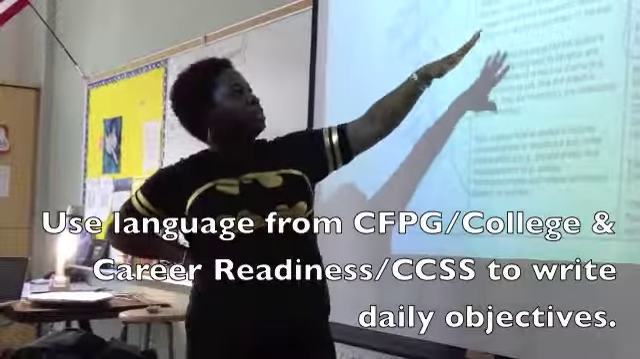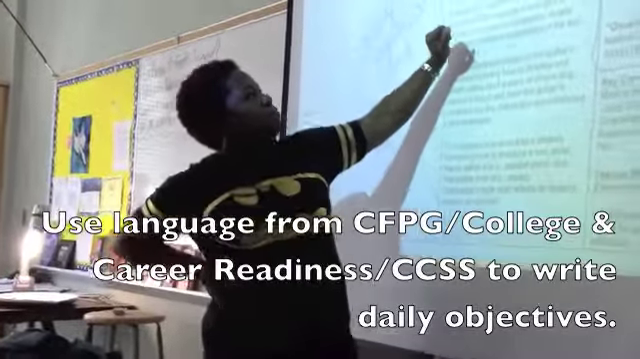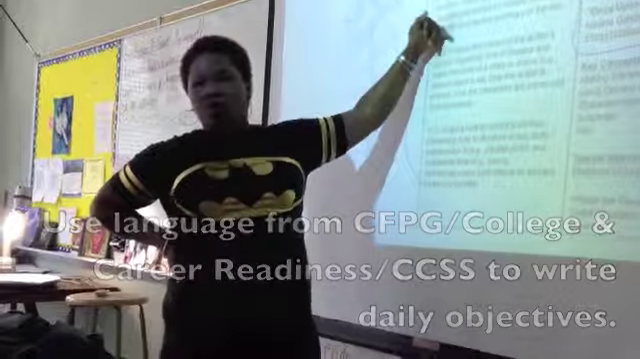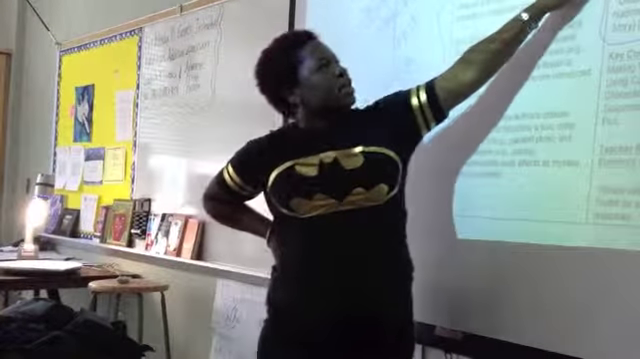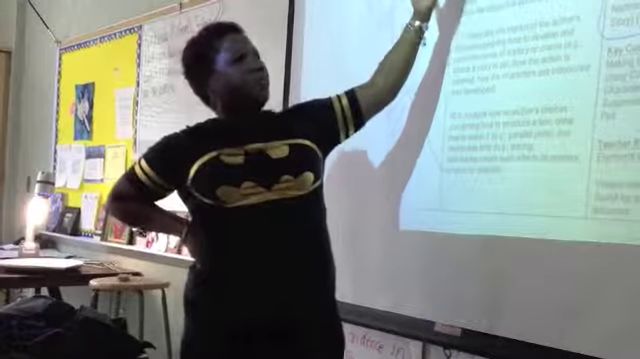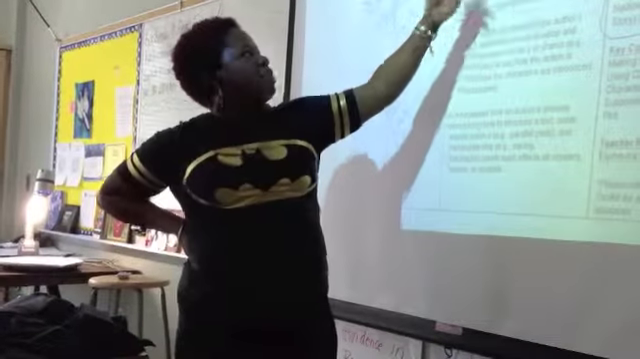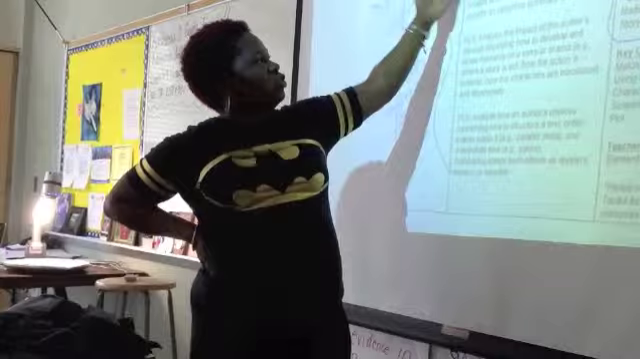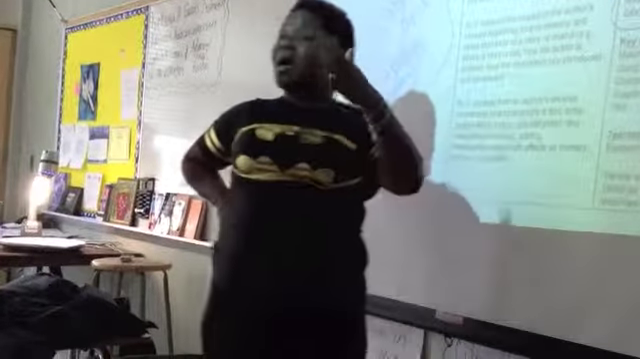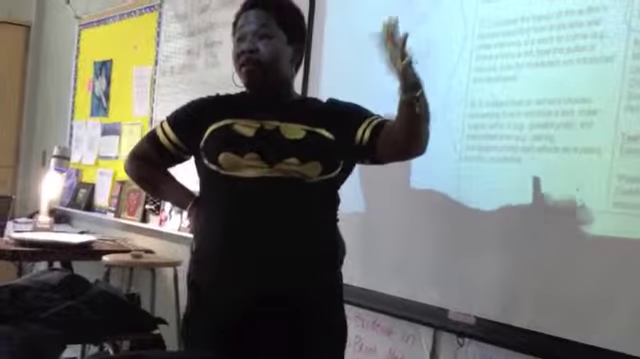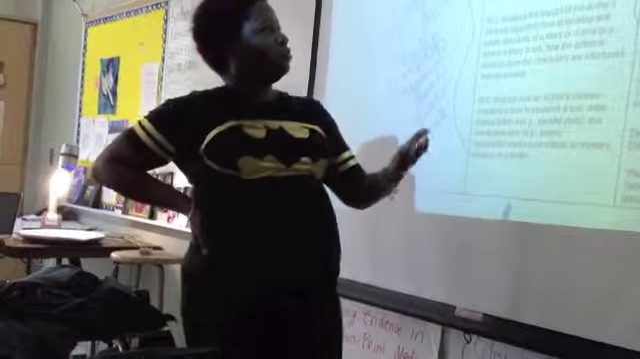State our objectives. This one is pretty loaded, and it will probably take place over the course of some days. Determine the central idea of the text. So first, if they're reading The Most Dangerous Game, you would say, students will determine the central idea of the text. You will model how to do that, and then they will practice.